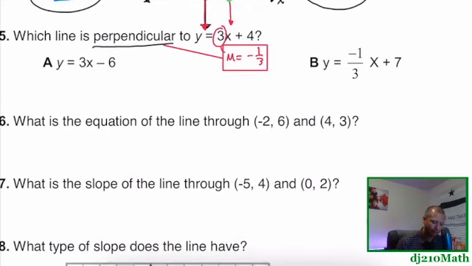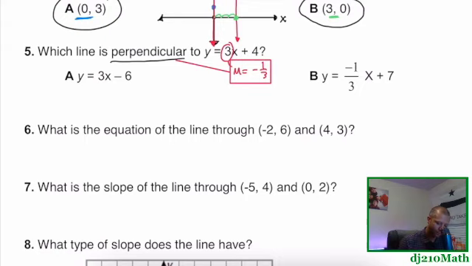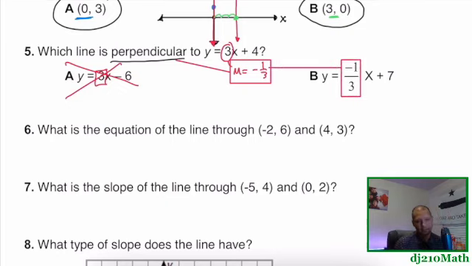All right, so which line is perpendicular to this? So we look at our lines. A, no, that has the same slope, so it's not A. B, negative 1/3. Oh, that's the one we want. It is perpendicular, it matches.